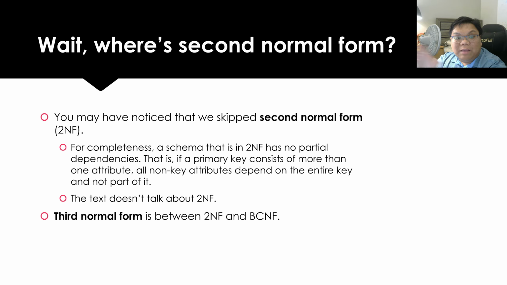The text doesn't really talk about second normal form because the author says we don't really use it anymore. The reason I'm bringing it up is for completeness' sake. When you look at different normal forms, it's building up in a hierarchy. So first normal form, and then second normal form on top of that. And then on top of that is third normal form, and then on top of that is Boyce-Codd normal form.